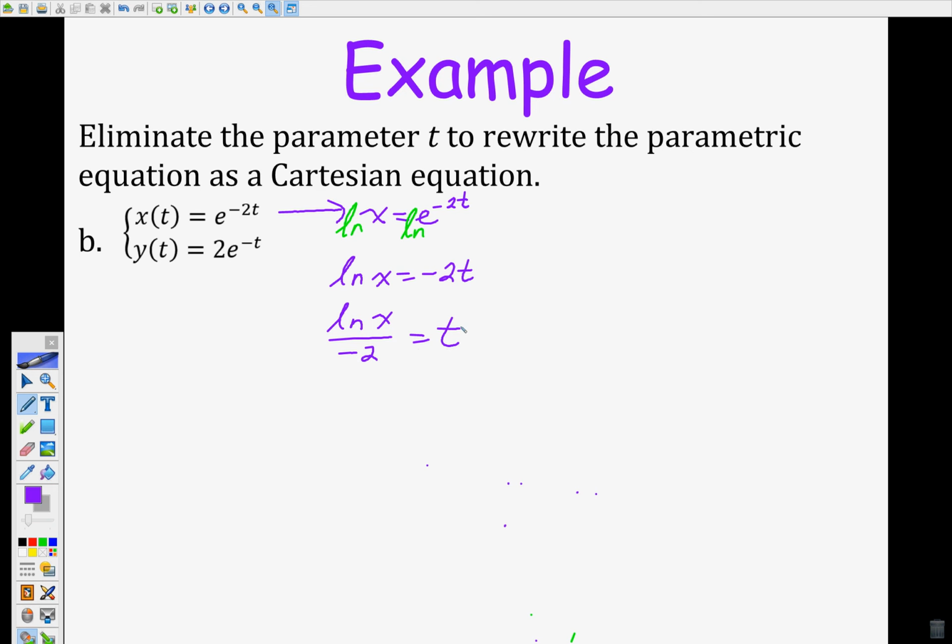Now, because I know where this is going and I want to make life easier, I'm going to do some simplification here. This is a perfectly good place to stop, but I'm going to simplify because it's going to make life easier later. I can rewrite this as negative 1/2 natural log of x, and I'm going to rewrite it that way.